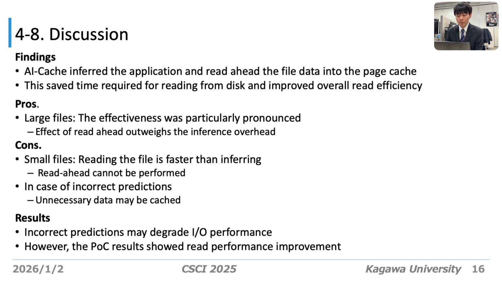On the other hand, for small files, reading a file is faster than inferring. Therefore, read ahead cannot be performed, and if cases of incorrect prediction occur, unnecessary data may be cached. From these considerations, the following can be inferred. Incorrect prediction may result in no performance gain. However, the POC results show the read performance improvement.